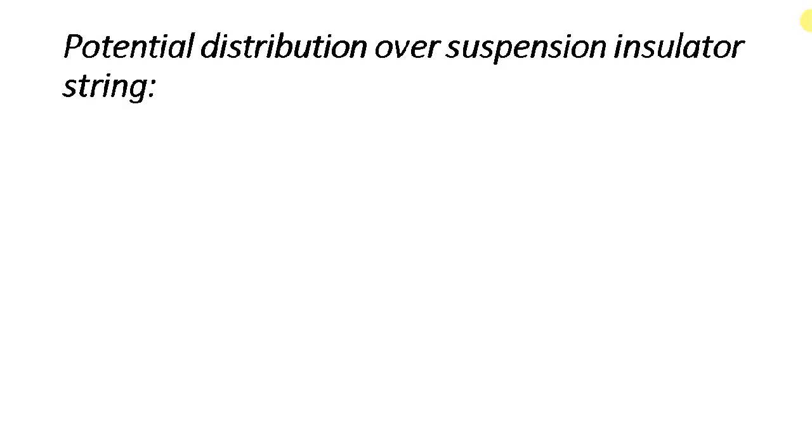So the first thing that we are going to discuss is the potential distribution over a suspension type insulator string. Now, in the previous lecture, I told you that when the voltage is greater than or equal to 33 kV, the pin type insulator is no more useful. So in that case, we have to use the suspension type insulator.